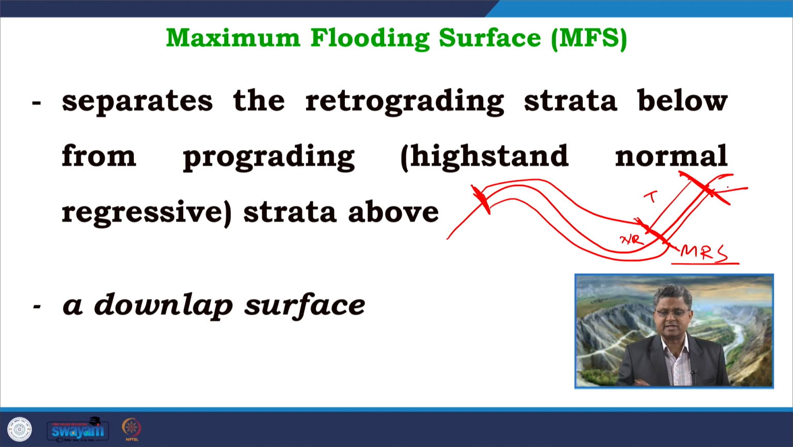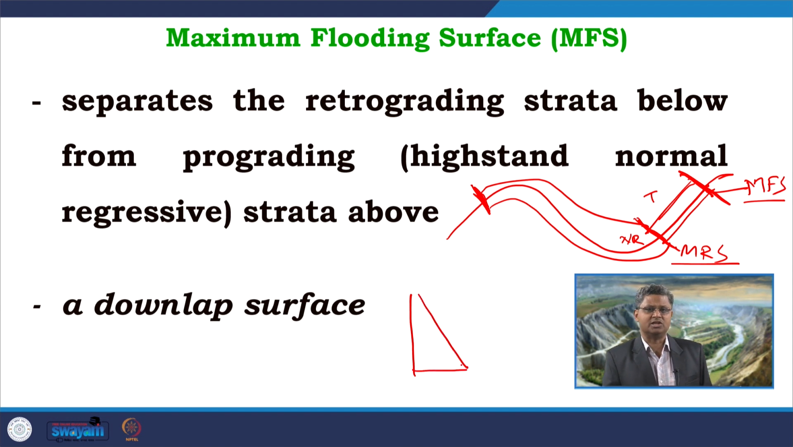This turnover, the end of transgression and start of the next regression, that particular surface is identified as the maximum flooding surface. Basically, this marks the end of the transgression, the peak of the transgression, and with this surface the next regression starts in the depositional cycle. This surface separates the retrograding strata below, because the underlying package is a transgressive package, so it is a retrogradational, fining upward package.